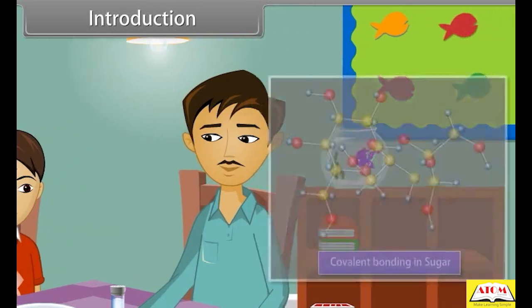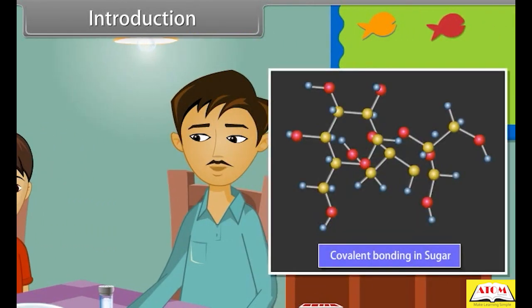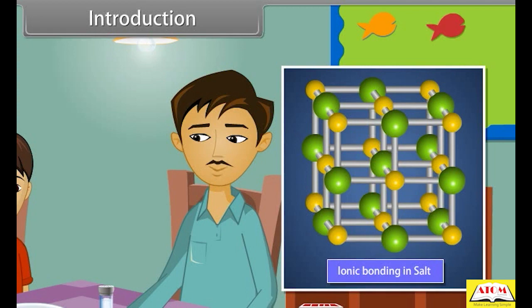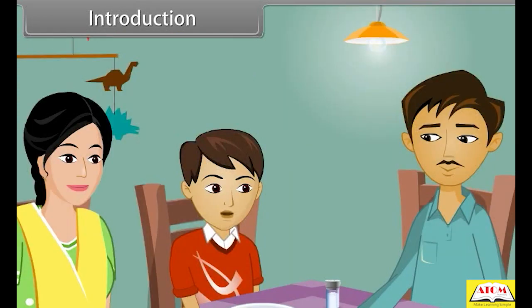I will tell you. Every structure depends upon the nature of chemical bonding between them. In sugar, there is covalent bonding in the molecules, whereas in salt, there is ionic bonding in the molecules. Okay, Father. I got the reason and I want to know some more about that. Students, today we will study more about chemical bonding and molecular structure.